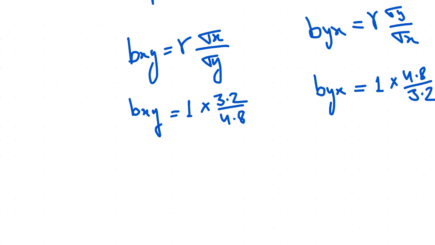So we have this 0.6666, or we can write it as 0.67. And 4.8 divided by 3.2, it is 1.5. Byx.